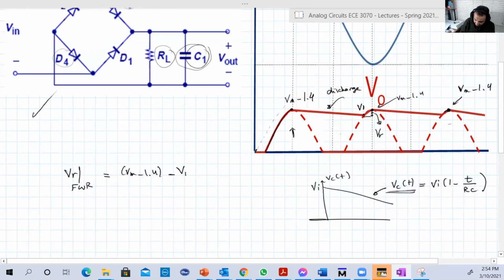So to determine V1, V1 is Vc of t when t equals, let's determine it. If we consider this as 0, our 0 time here, the start of the discharge, let's call the distance between that point and that point t dash.